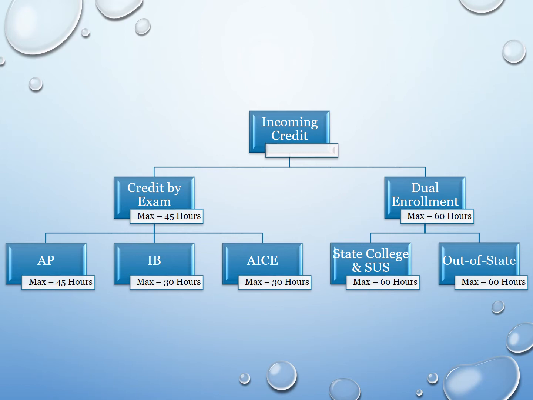And as you can see from that, we can take up to 45 hours from AP, but only 30 hours from IB and only 30 hours from ACE. For dual enrollment, our max is 60 hours, and we can take up to 60 hours from that state college and SUS, which is the state university system institutions, and then up to 60 hours from out of state. Again, our cap is 60 hours in total for dual enrollment, and our cap is 45 hours in total for credit by exam. But you can see there's a couple specifics that we want to focus on in that breakdown one step further, like with IB and ACE.